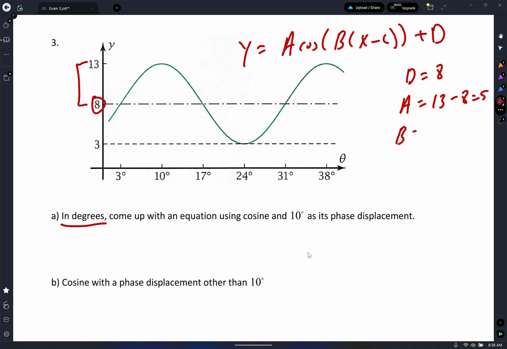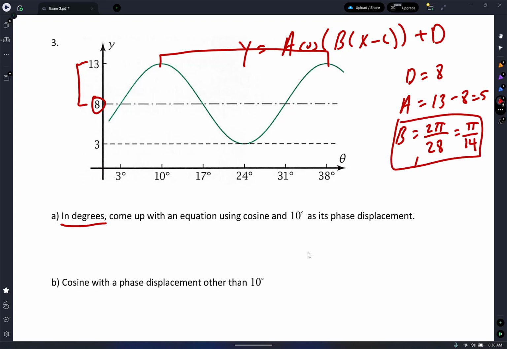And then the B is 2 pi divided by the period. The period, let's see, 38 minus 10, that's 28. So what's that? Pi over 14. I make mistakes. Oh, and it does say degrees. So this is if we would have been in radians. Notice that's a radian. I only took a point off. Look, I almost made it. Maybe I should give you back that point.